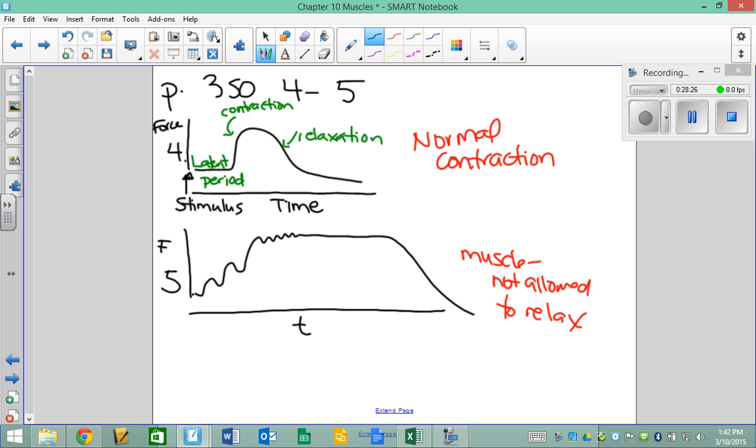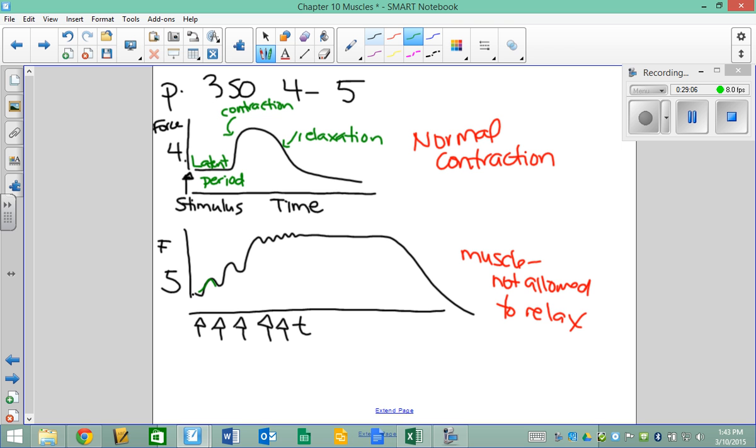Now for number 5, we'll set up the same kind of graph, force along the y-axis, time along the x-axis. But in this graph, we're going to have a whole bunch of little arrows on the bottom. That's indicating that there is not just one stimulus. There's a whole bunch of them continuously telling my muscle, contract, contract, contract. So when you look at this diagram, it kind of starts out looking the same right here, where it goes up and it goes down, but we don't let the muscle have time to relax.